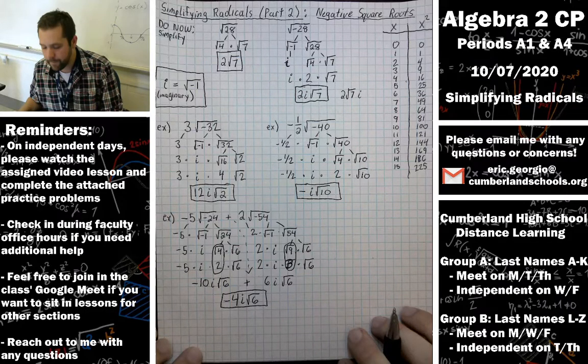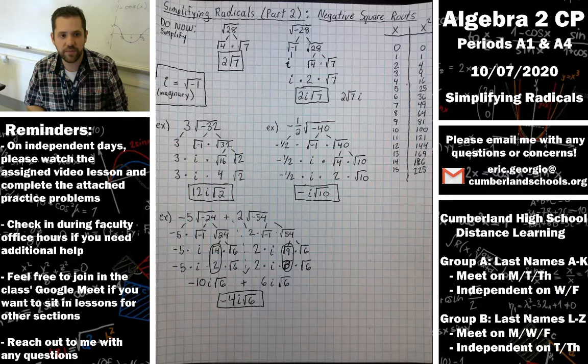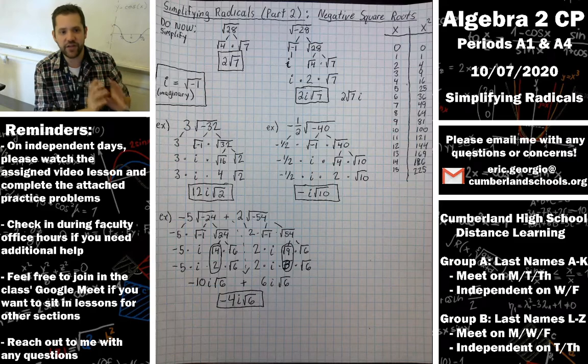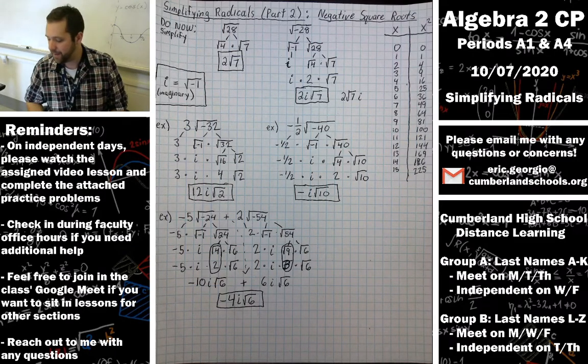Again, very similar to the problems from the other day. The only difference now is when you have that negative square root, we have to extract that imaginary component. We pull out that i.